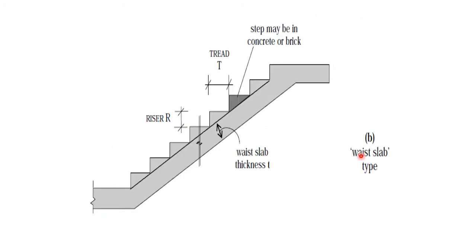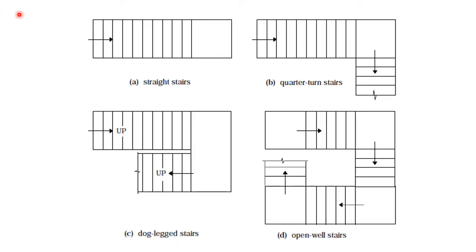Now this diagram shows you the cross section of the staircase. When we see the longitudinal cross section, this slab we call the waist slab, and for this waist slab itself we provide the reinforcement. This is what we call the riser, and this is what we call the tread. The staircase can be made of concrete, or brick, or timber.